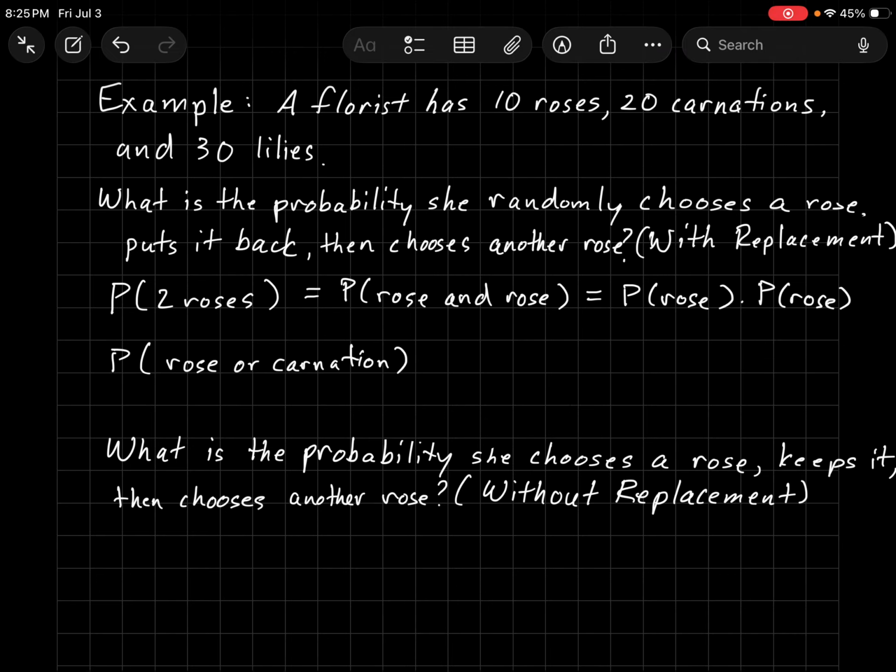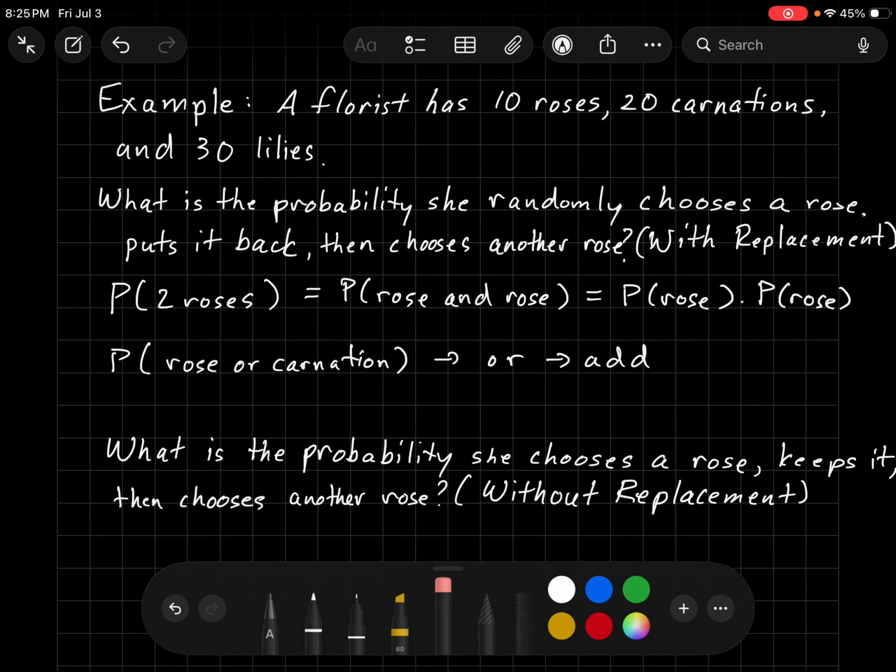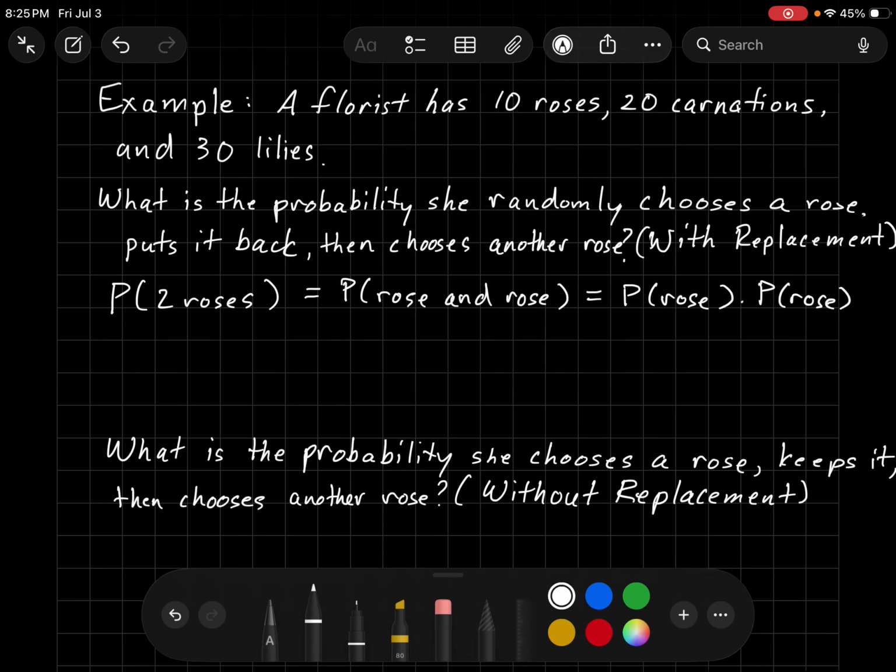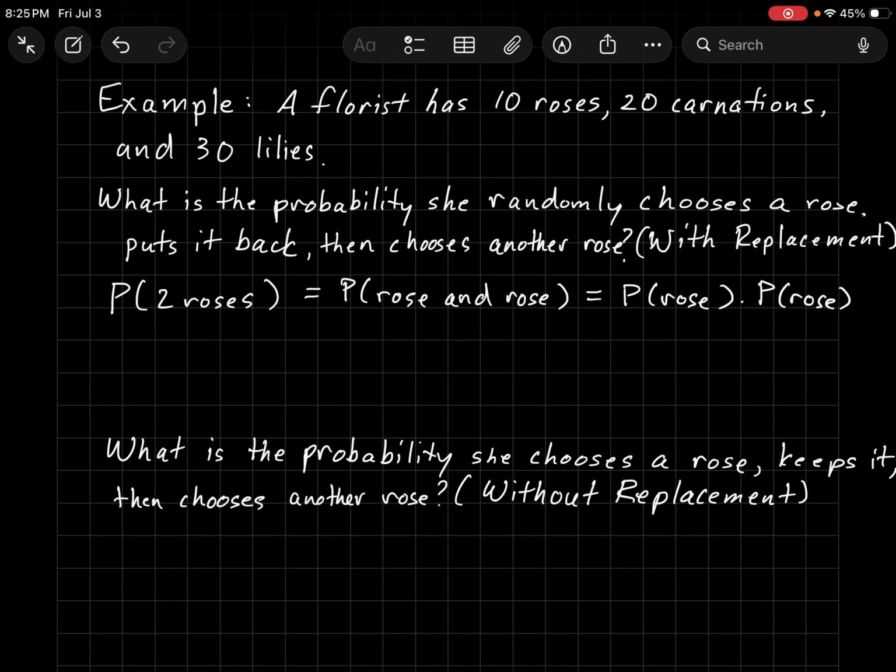When I'm saying rose or carnation, I'm only making one choice. I'm not choosing 2 things. I'm making one choice out of different categories, but it's only one choice. So I'm not multiplying anything. In fact, remember that or in probability means to add. But and in probability means to multiply.